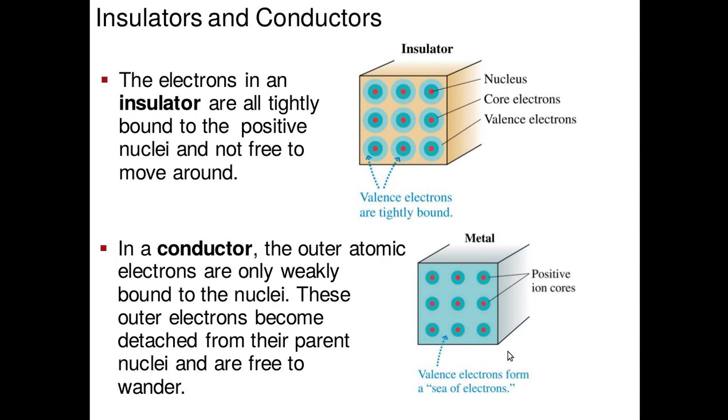So we deal with conductors primarily, especially when we get into chapter 17 and chapter 18, when we start talking about electrons flowing through a wire. We're going to be dealing with metal wires because it's much easier for these valence electrons to be free and move through the metal.